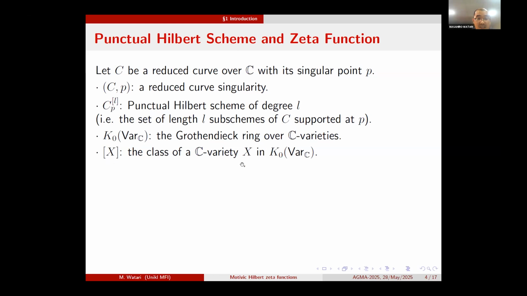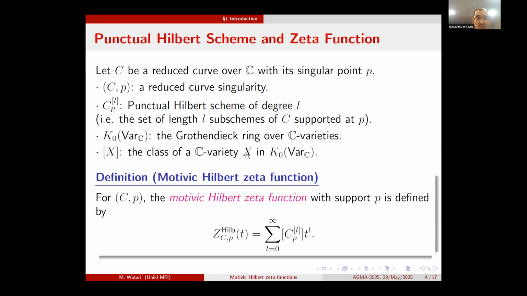In this setting, for the given curve singularity, the Motivic Hilbert zeta function is defined in this way. Roughly speaking, the Motivic Hilbert zeta function is a formal power series whose coefficients are classes of punctual Hilbert schemes in the Grothendieck ring. This is our main object today.